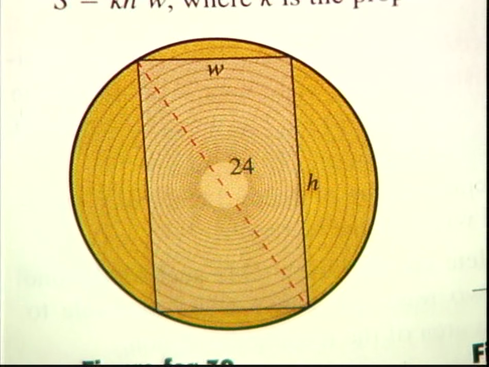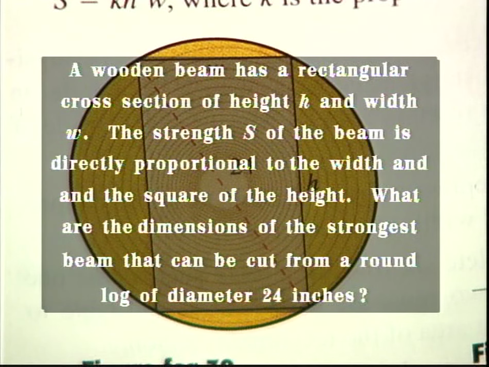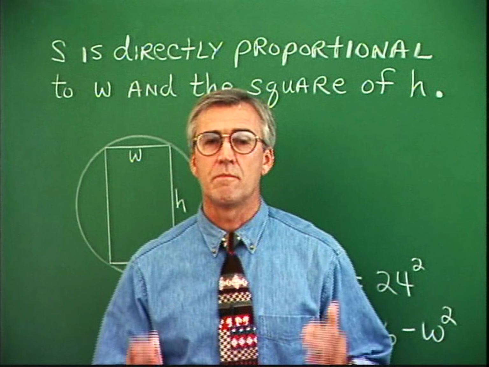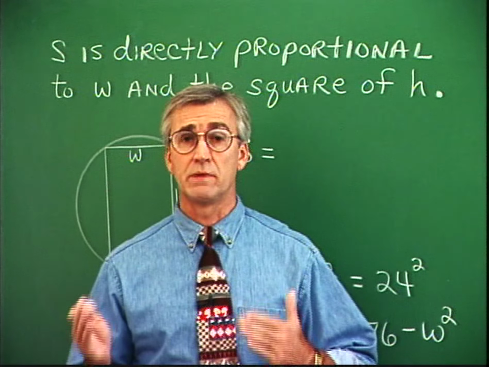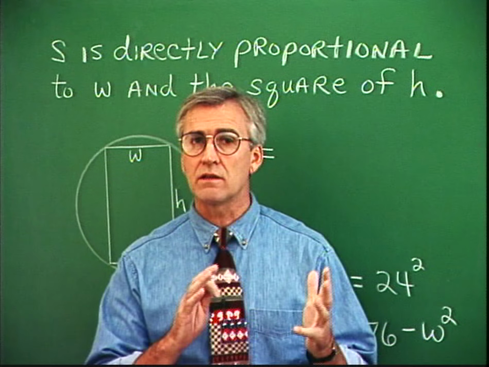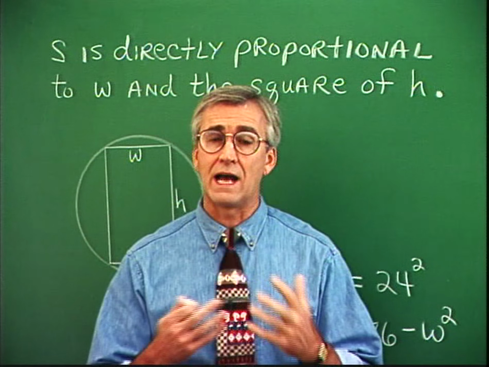A wooden beam has a rectangular cross-section of height h and width w. The strength S of the beam is directly proportional to the width and the square of the height. What are the dimensions of the strongest beam that can be cut from a round log of diameter 24 inches? Notice in the problem we're trying to maximize the strength of this beam, and we're given a relationship between the height and width of the beam for maximum strength.